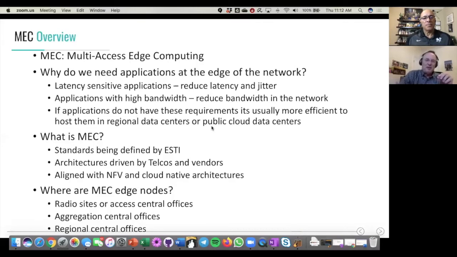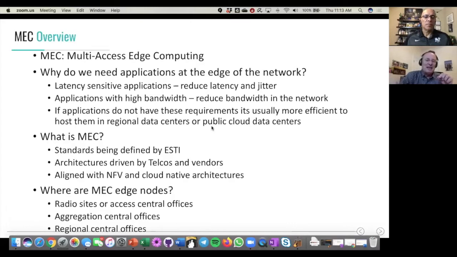First of all, what is MEC? One thing is that it is being standardized, and it's an architecture that's being driven by telcos and vendors. And the most important thing is it's aligned with NFV and most specifically cloud native architectures. We'll talk a little bit more about the architecture side.